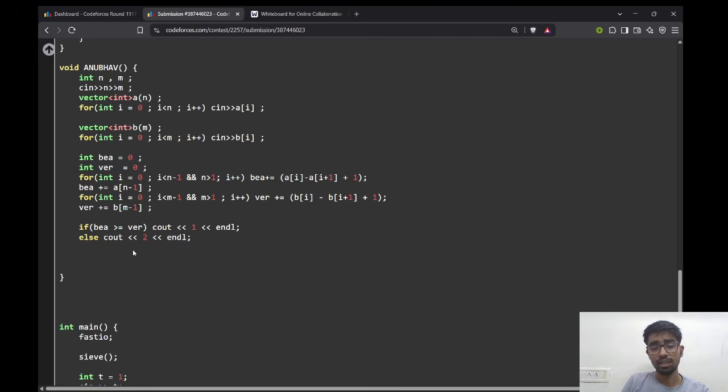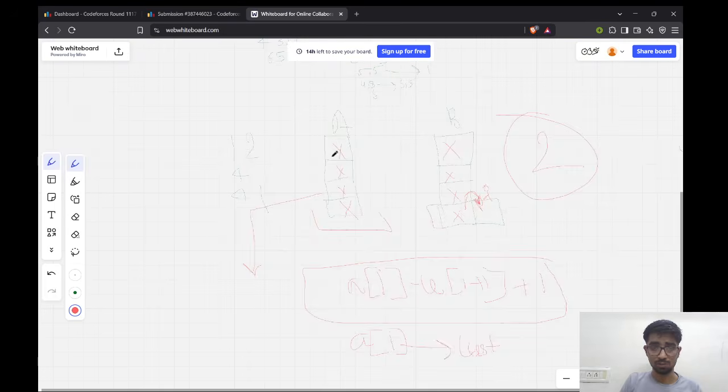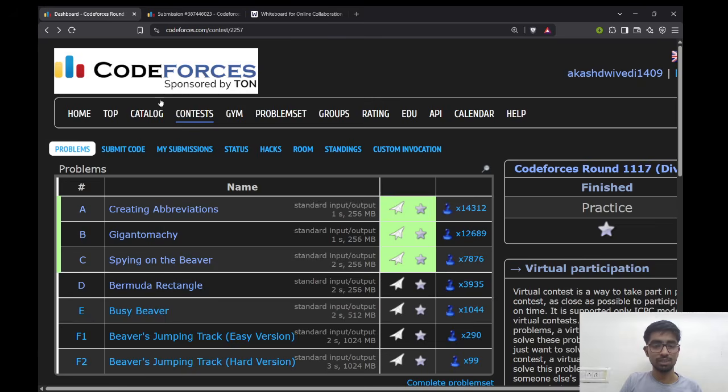When the number of hits of the first player is greater than the second player, then we'll print one. And if the second player has more hits that he could bear, then we'll print two. So yeah, that was about the second problem. Hope I was able to explain it. Now we're moving towards the third problem.